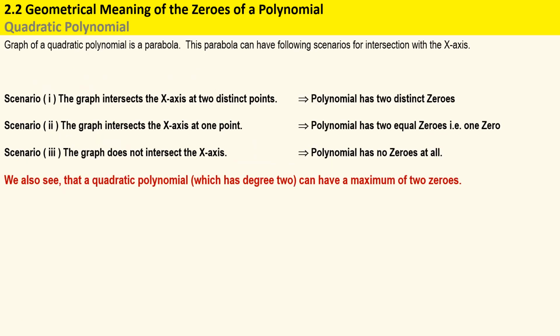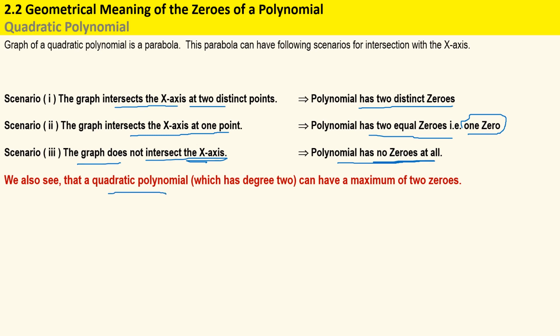So we can summarize these scenarios. Scenario 1: when the graph intersects the x-axis at two distinct points, the polynomial has two distinct zeros. When the graph intersects the x-axis at 1 point, the polynomial has two equal zeros, which is basically saying they have only 1 zero. Scenario 3 is that the graph does not intersect the x-axis. In that case, the polynomial has no zero at all. And also we see that the quadratic polynomial, which has degree 2, can have a maximum of 2 zeros only.